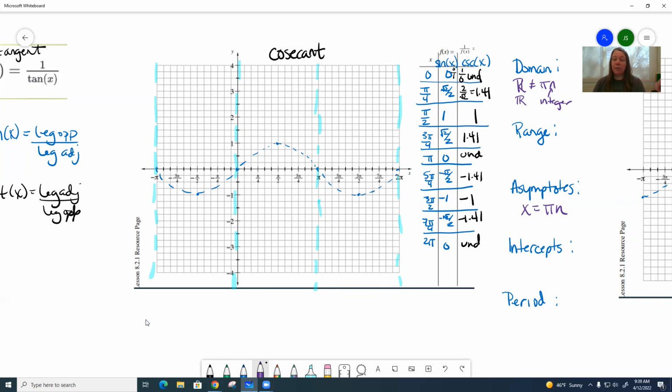Okay, so now to get my graph of what's in between, I'm going to plot these points. So at pi over 4, 1.41. So pi over 4, there's 1.5, 1.4. I want to be a little shy of that. Okay, and then at pi over 2, we're at 1, so that they intersect there. And at 3 pi over 4, we're at that 1.41 again.